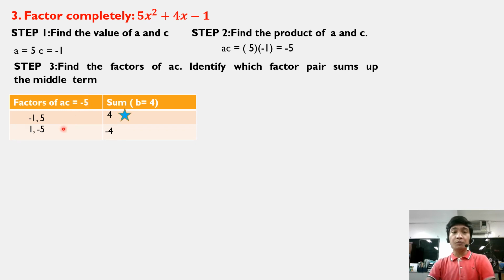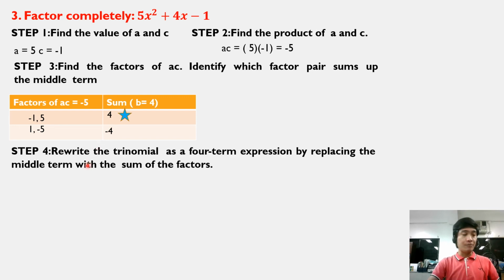Siyempre, ito po yun. Negative 1 times 5, that's negative 5. Negative 1 plus 5, that's positive 4. So ito po yung combination na gagamitin natin. Ganun lamang po ang step number 3. Let's move on to our step number 4. It states there that we need to rewrite the trinomial as a 4-term expression by replacing the middle term with the sum of the factors.